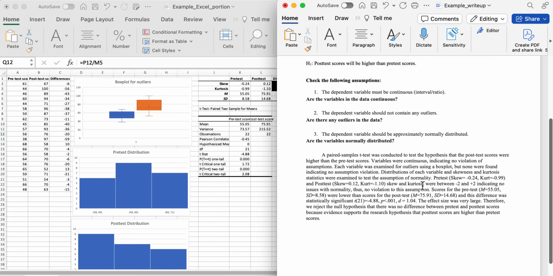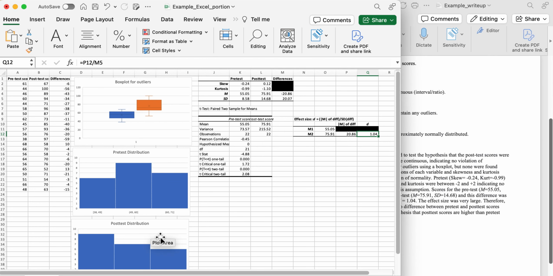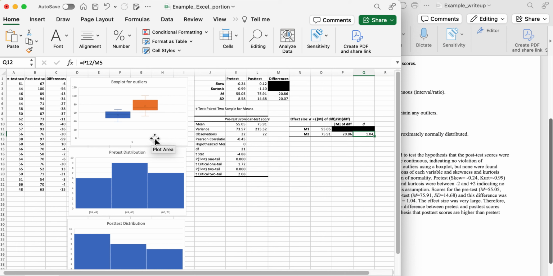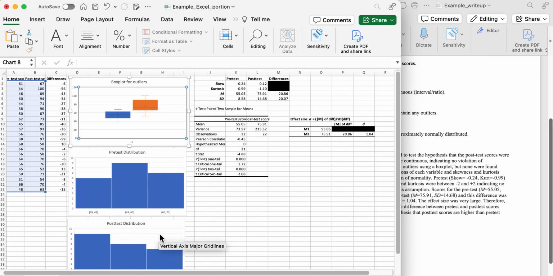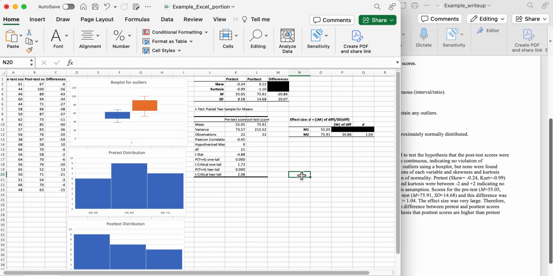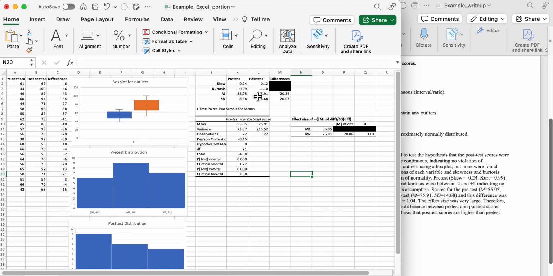Now, once you have that written out, and I did give you guys this example write up so you can kind of use it as a guide, but once you have this written out, you are done. So you have these items. Once you're finished with your assignment, you should have a box plot for outliers. You should have two distributions, one for each of these two variables. You should have the descriptive statistics of mean and standard deviation, as well as checking for normality with skew and kurtosis. All this should be filled out.